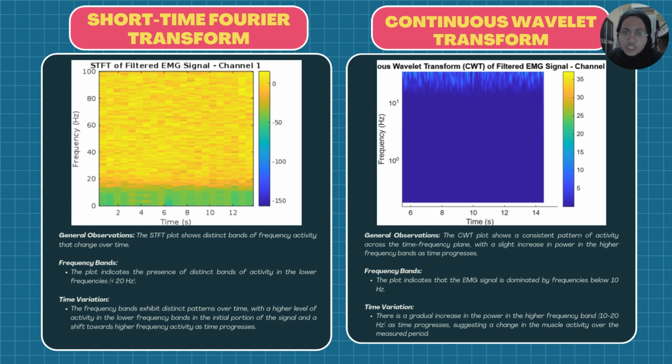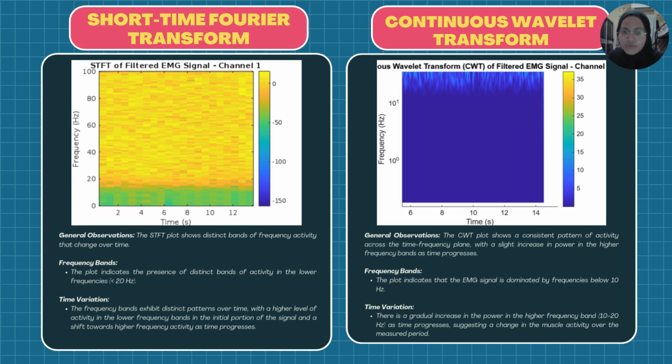The general observation from the continuous wavelet transform plot: the signal is predominantly below 10 Hz, with some potential activity in the 10 to 20 Hz range, though it's weaker. The plot shows a consistent pattern of activity across the time frequency plane.